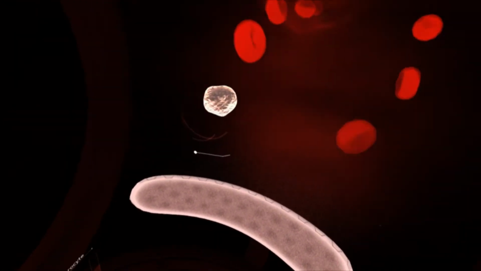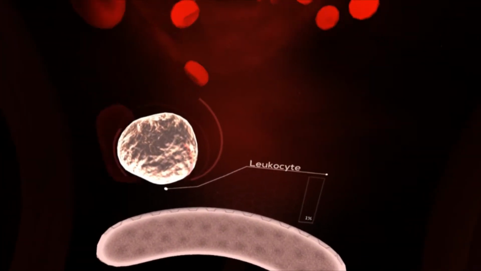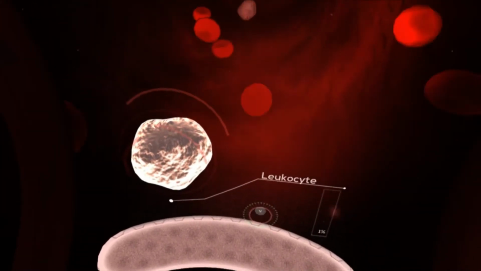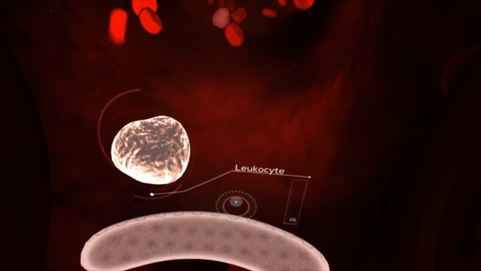Next up are white blood cells, or leukocytes, which take up less than 1% of the blood's total volume. Their main function is to protect our body from infection.